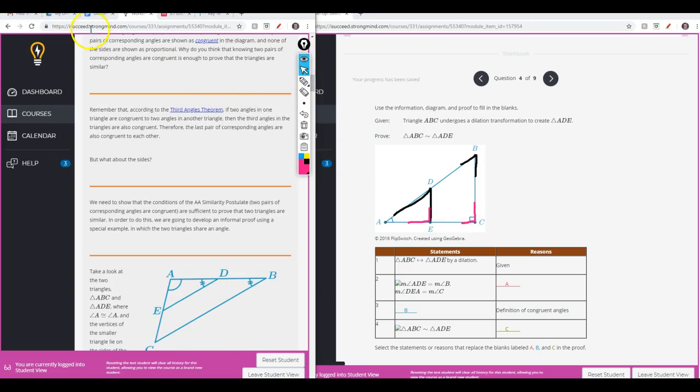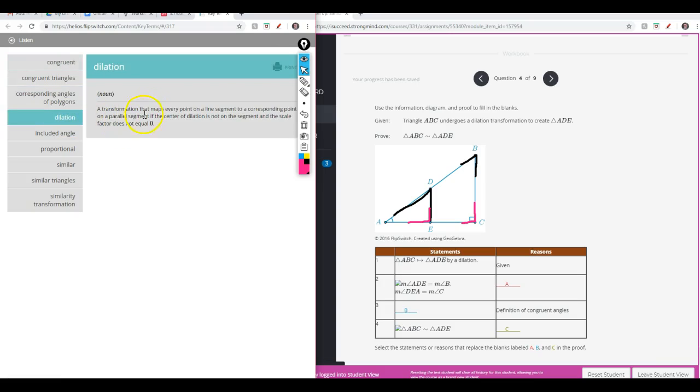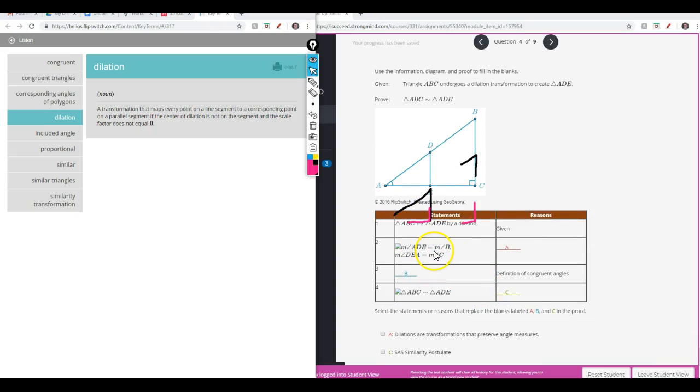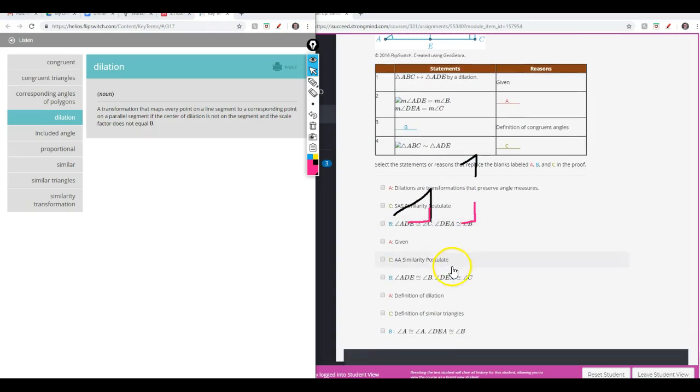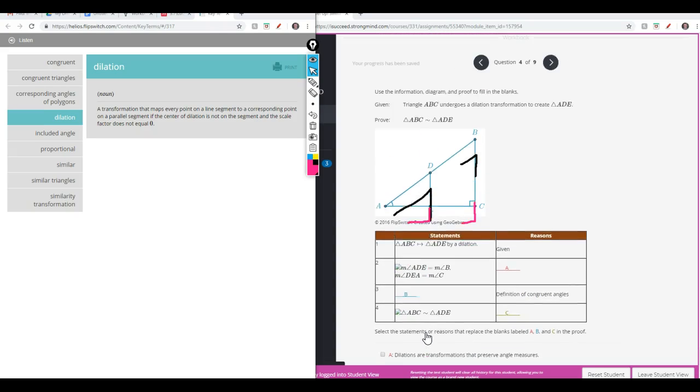Now you could also make sure you have key terms open and look at dilation. It says a transformation that maps every point on a line segment to a corresponding point on a parallel segment if the center of dilation is not on the segment and the scale factor does not equal 0. Okay, that does not talk about anything to do with angles, so that option, the definition of dilation, is off the table because it's not talking about an angle.